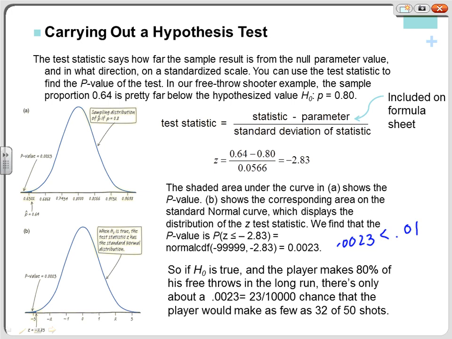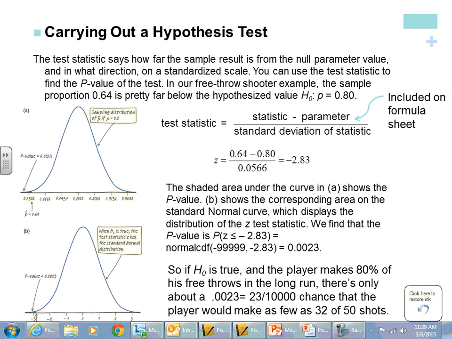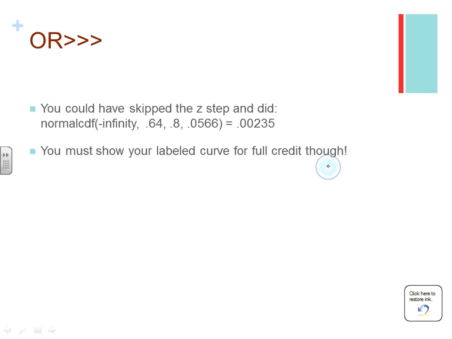Now, when you do those normal CDFs, don't forget this is not enough work just to write a normal CDF. You have to say the area under the density curve with a mean of blank and a standard deviation of blank from blank to blank would be 0.0023. So make sure you definitely state all of that as we've talked about before. Or you could show the labeled curve on the AP exam, and that is full credit too.